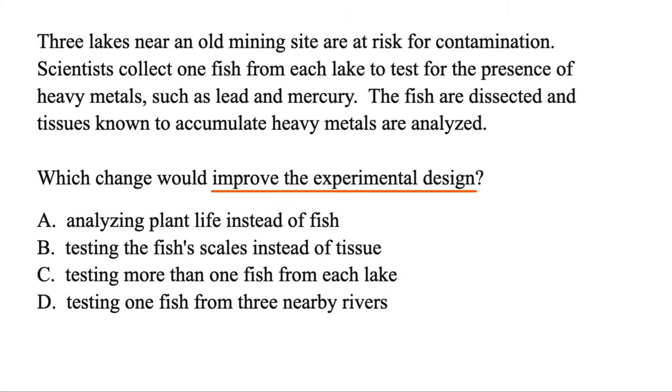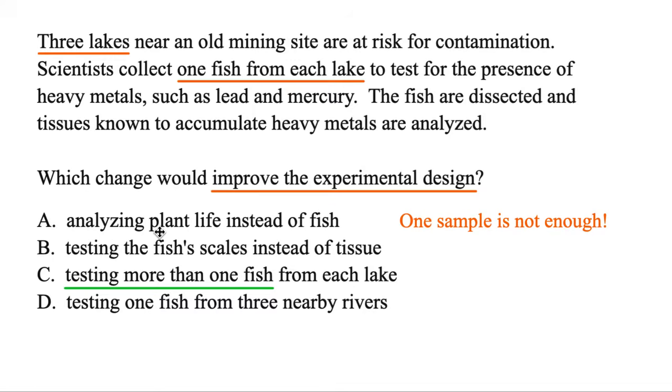Which change would improve the experimental design? Three lakes near an old mining site are at risk for contamination. Scientists collect one fish from each lake, let's highlight that, to test for the presence of heavy metals, such as lead and mercury. The fish are dissected, and tissues known to accumulate heavy metals are analyzed. So again, what would improve the design here? Well, we're looking at three lakes to see if they're contaminated, but we're only looking at one fish from each lake. But you can't draw a good conclusion from just one sample. So to improve, we want to collect many more than one fish.